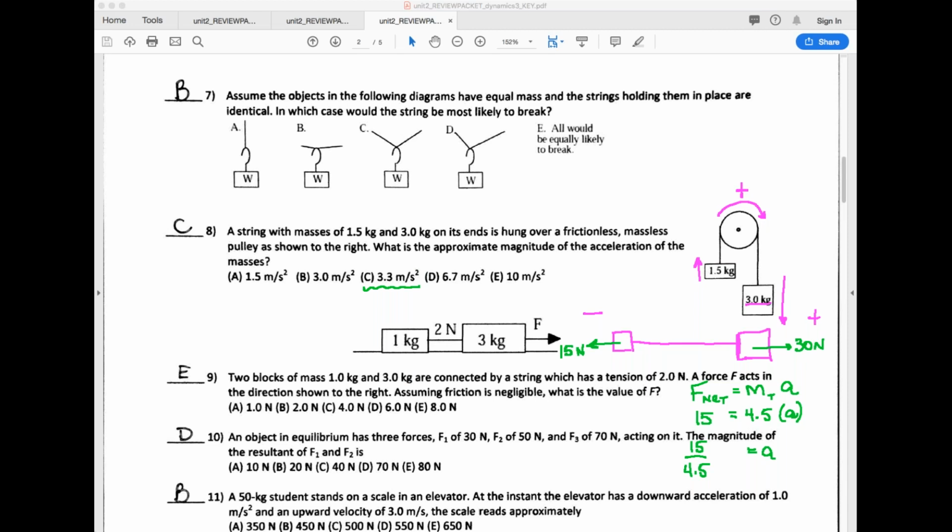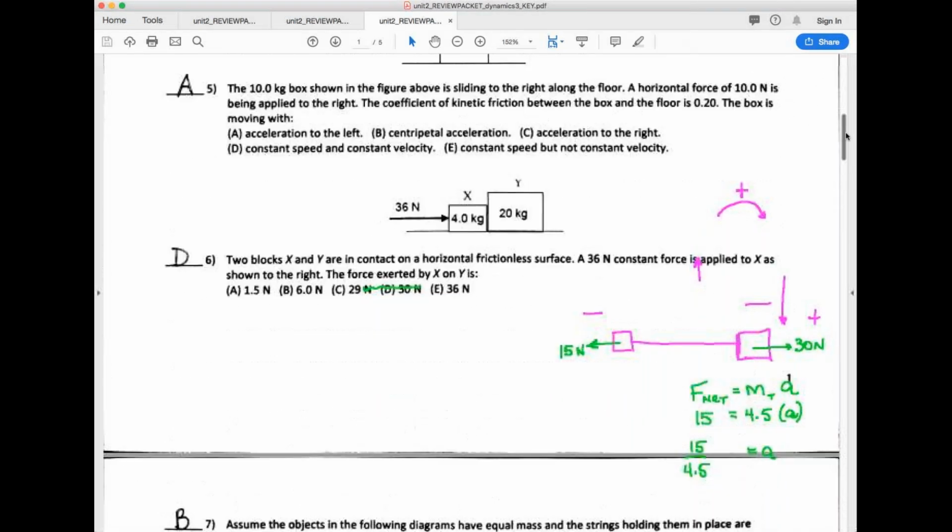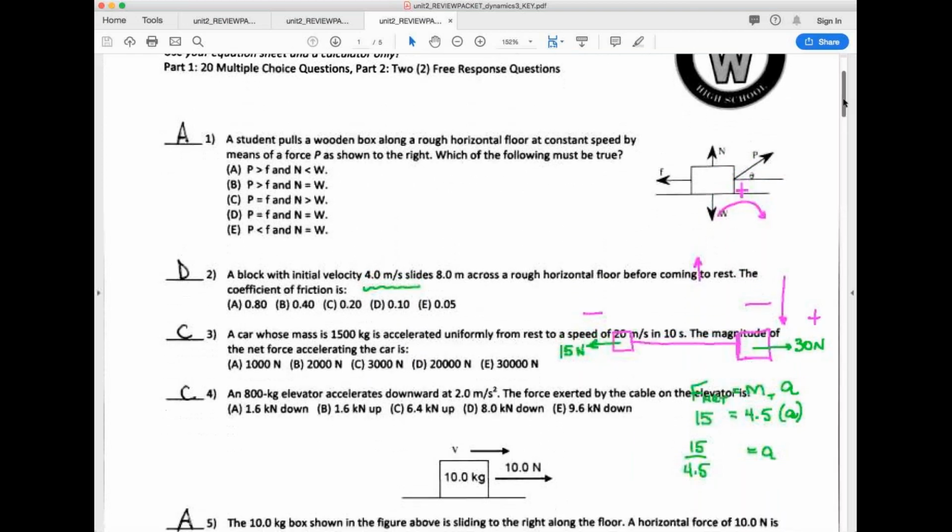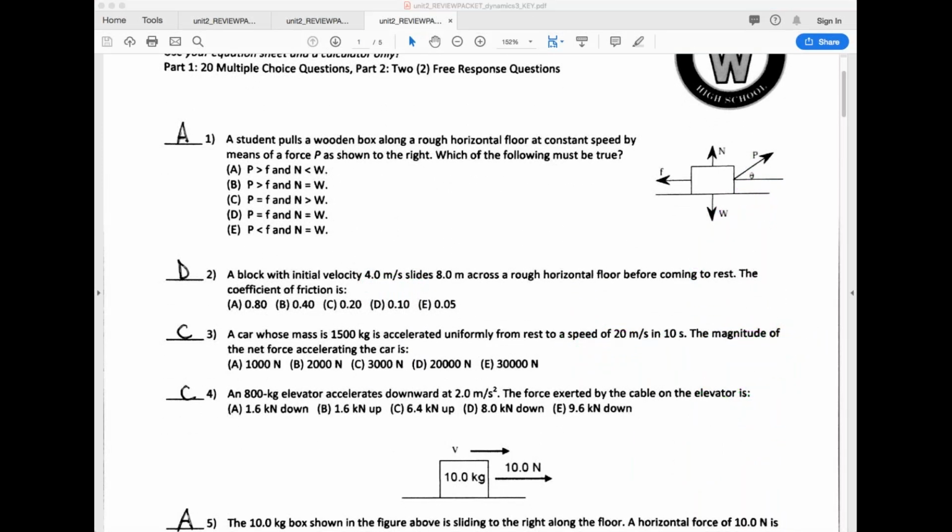Dominic is asking about 1 and 4. And then I got a question also about number 2 on packet number 3. So let's do that. Let's take a quick look at question number 2 in packet number 3. I haven't fully read the question yet, but as soon as I scanned it, I saw the words initial velocity, and I saw that it went 8 meters. I saw that there's a rough horizontal floor. So rough horizontal floor means you can't ignore friction.